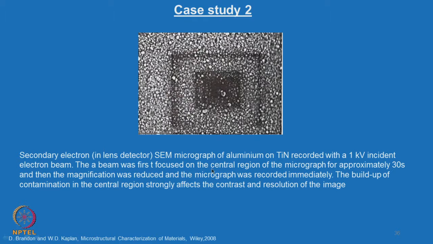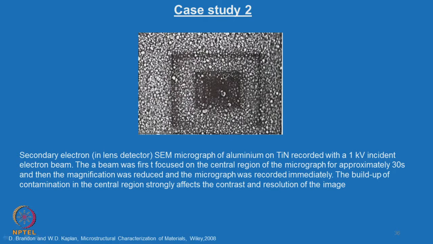The beam was initially focused on a central region of the micrograph for approximately 30 seconds, and then the magnification was reduced and the micrograph was recorded immediately. The buildup of contamination in the central region strongly affects the contrast and resolution of the image. So, what you are seeing is a black region.